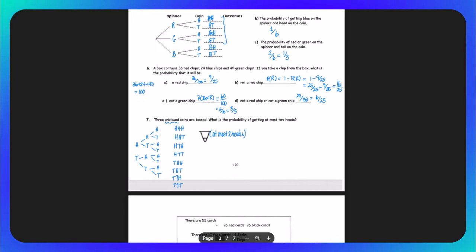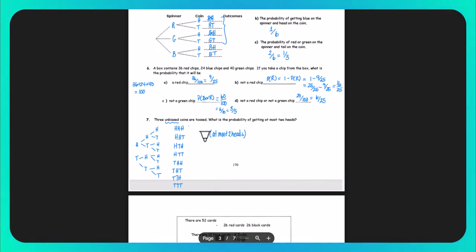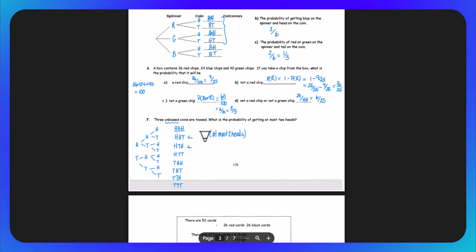This one has 3, and it can't be 3 because it's at most 2, so it can't be that one. This has 2. This has 2. This has 1. This has 2. This has 1. This has 1, and this has none. But that still counts as at most 2, because the probability of at most 2 heads is really the probability of 0 plus the probability of 1 plus the probability of 2.